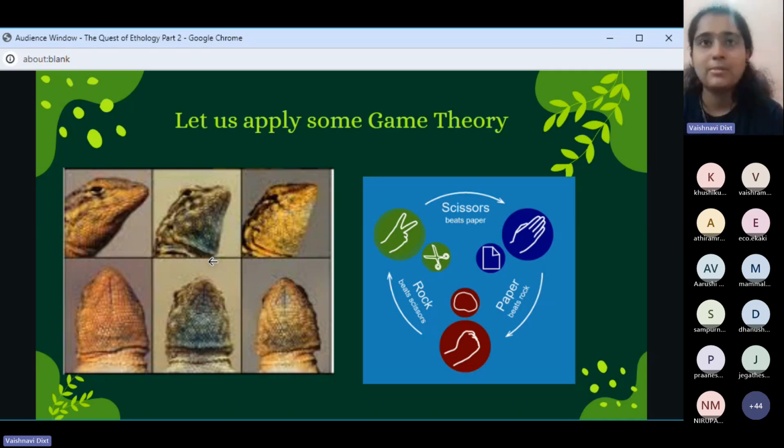And how do these populations fluctuate? Let us see. If I consider a competition between the red lizard and the blue lizard, of course the red lizard will win because it is more aggressive. If I consider a competition between the red lizard and the yellow lizard, what do you think? What will happen?